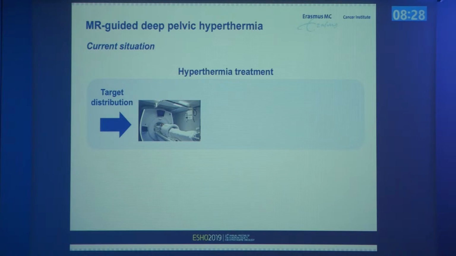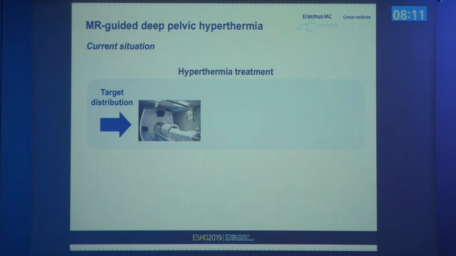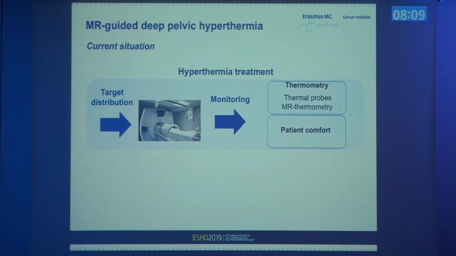Since the treatment is inside the MR, before we start the treatment, we already take 2 different scans, the localizer scan and the initial scan, to check the positioning and whether it agrees with the treatment planning. Once this is checked and it agrees, we start the treatment, and the monitoring is done using MR thermometry and also invasive temperature measurements, which are the thermal probes, and we also adapt the treatment according to the patient's comfort.